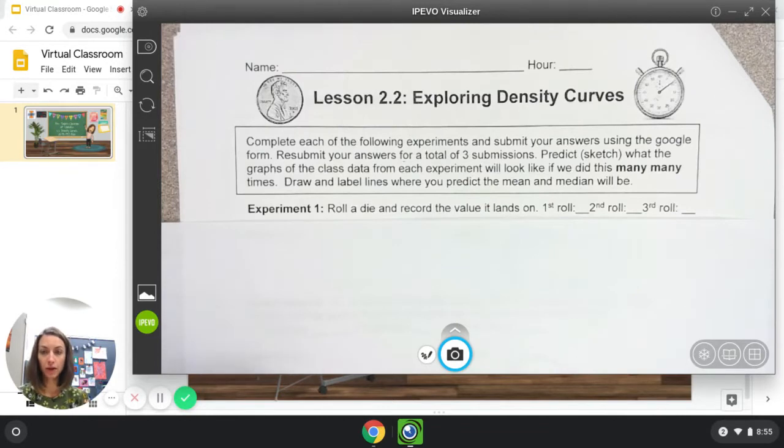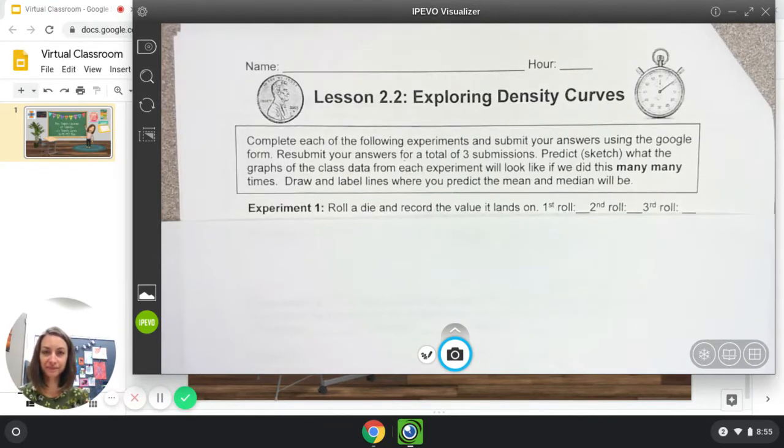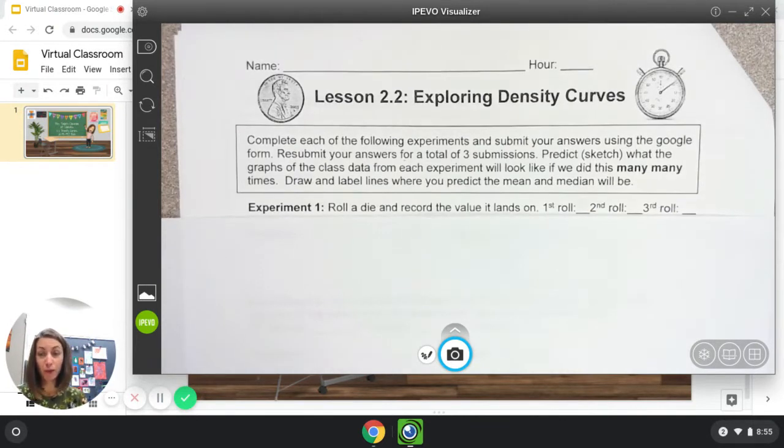What I would like you to do right now is pause your video and make a prediction about what you think happened each time and draw a graph for each one. So in the first time you rolled a die, and you rolled it 3 times, you might have gotten all 6s or a 1, a 2, and a 3. If we did this many times, say we rolled a die thousands of times, we should get about the same number of 1s, 2s, 3s, 4s, 5s, and 6s.